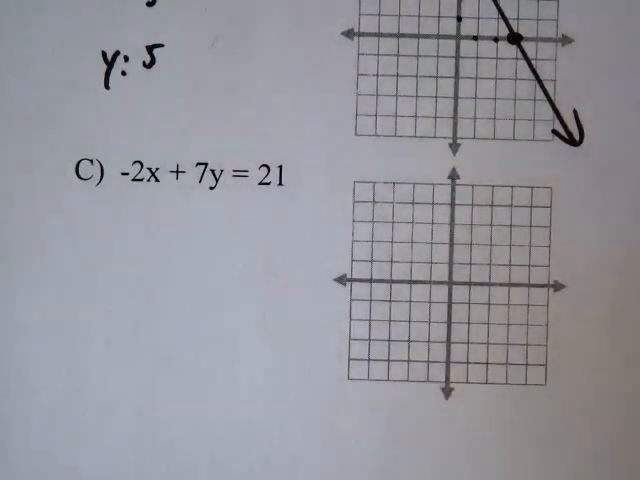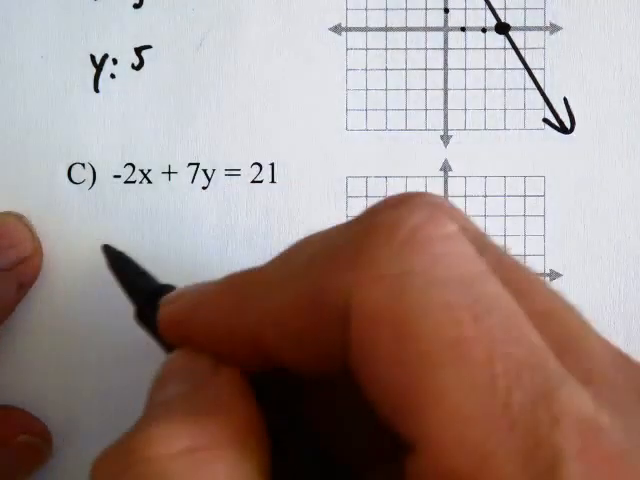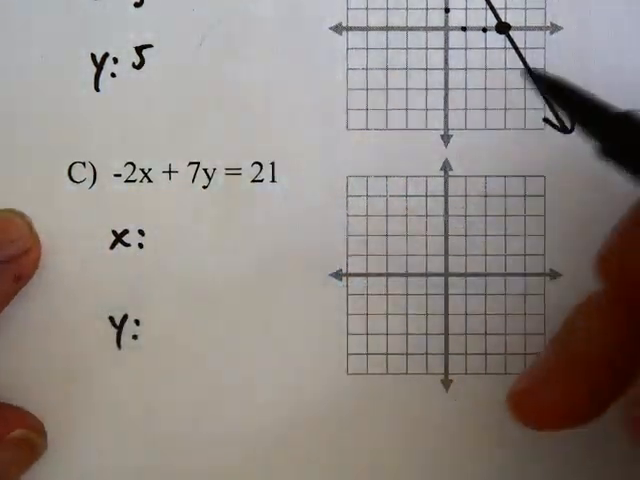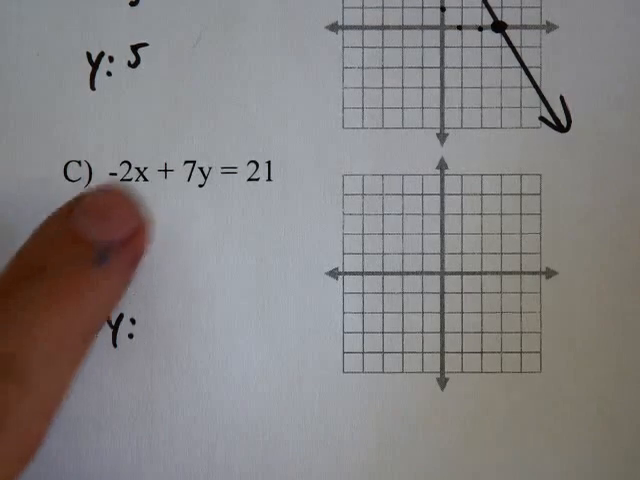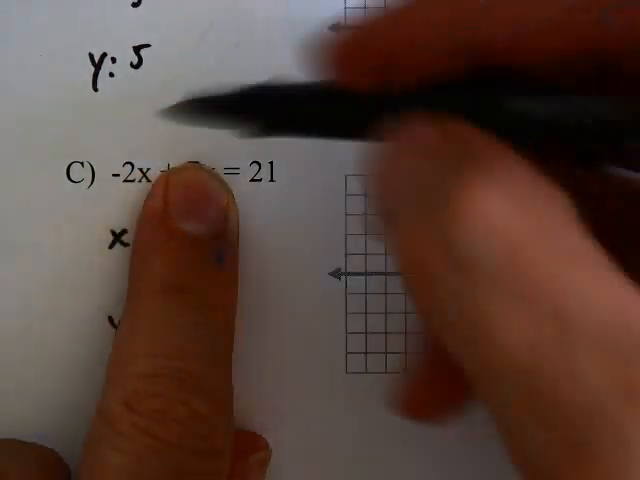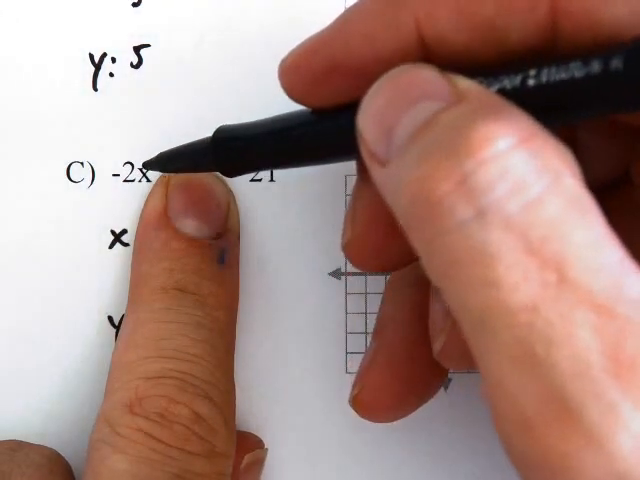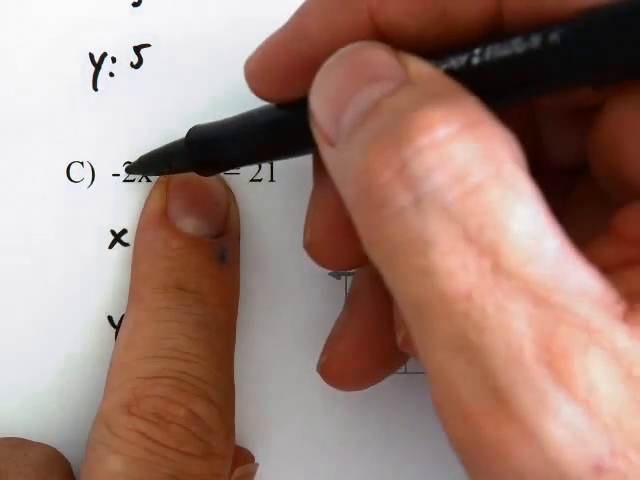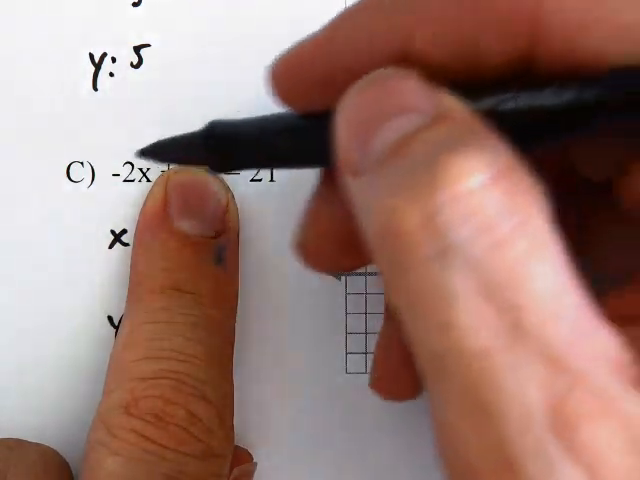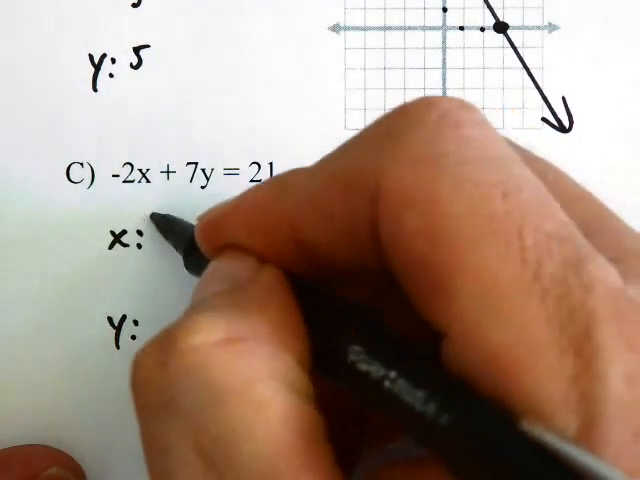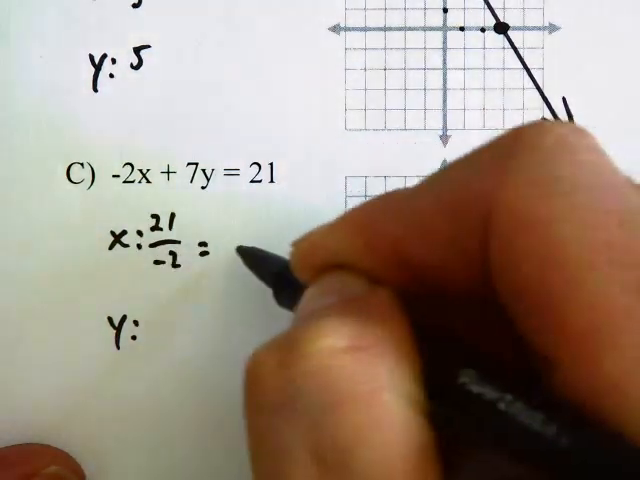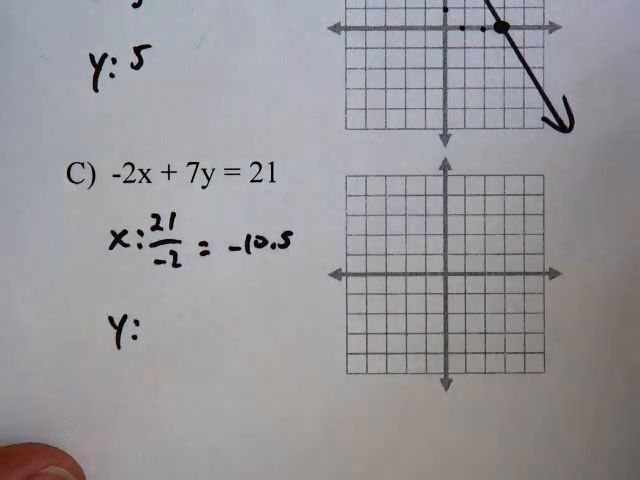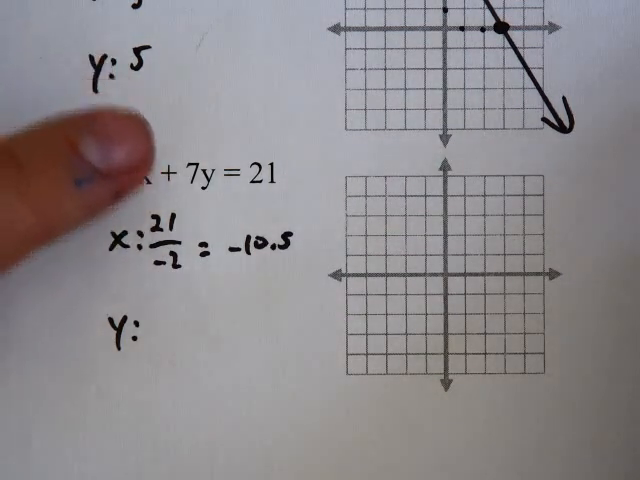Let's go to this one. Same thing. So what? The numbers come out yucky. You got a calculator, right? Cover this up. How would I get x by itself? No, man, don't add 2. Come on. You divide by -2. 21 divided by -2 is -10.5.